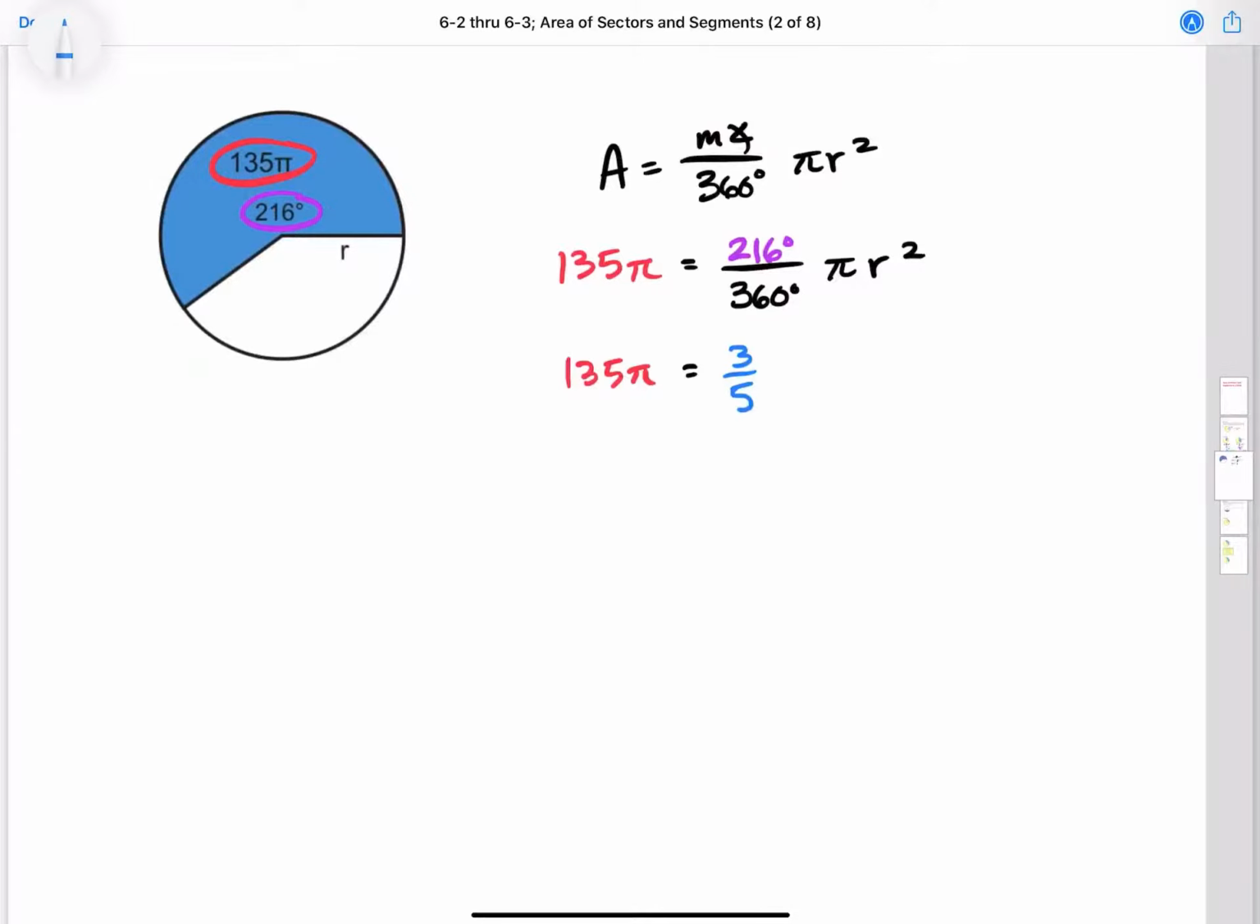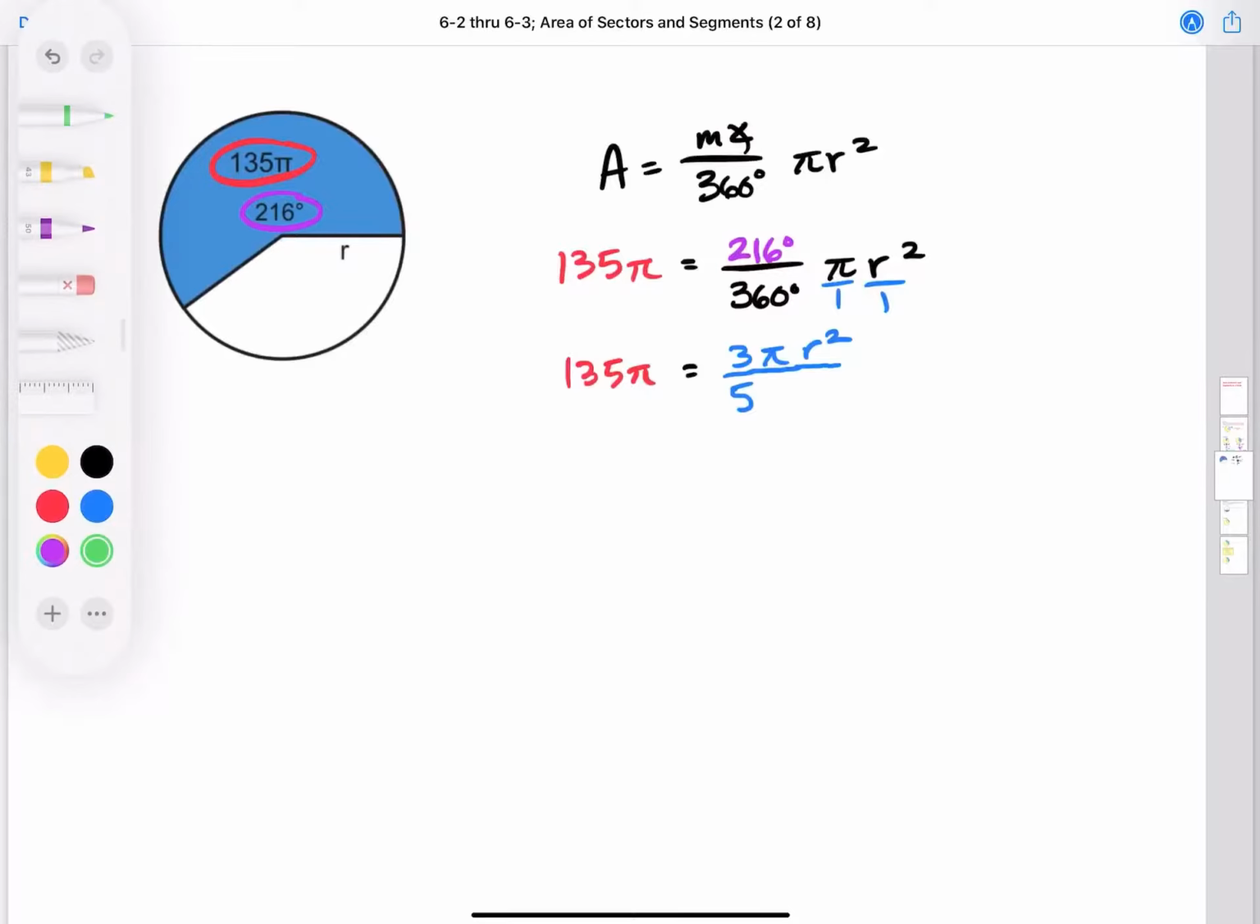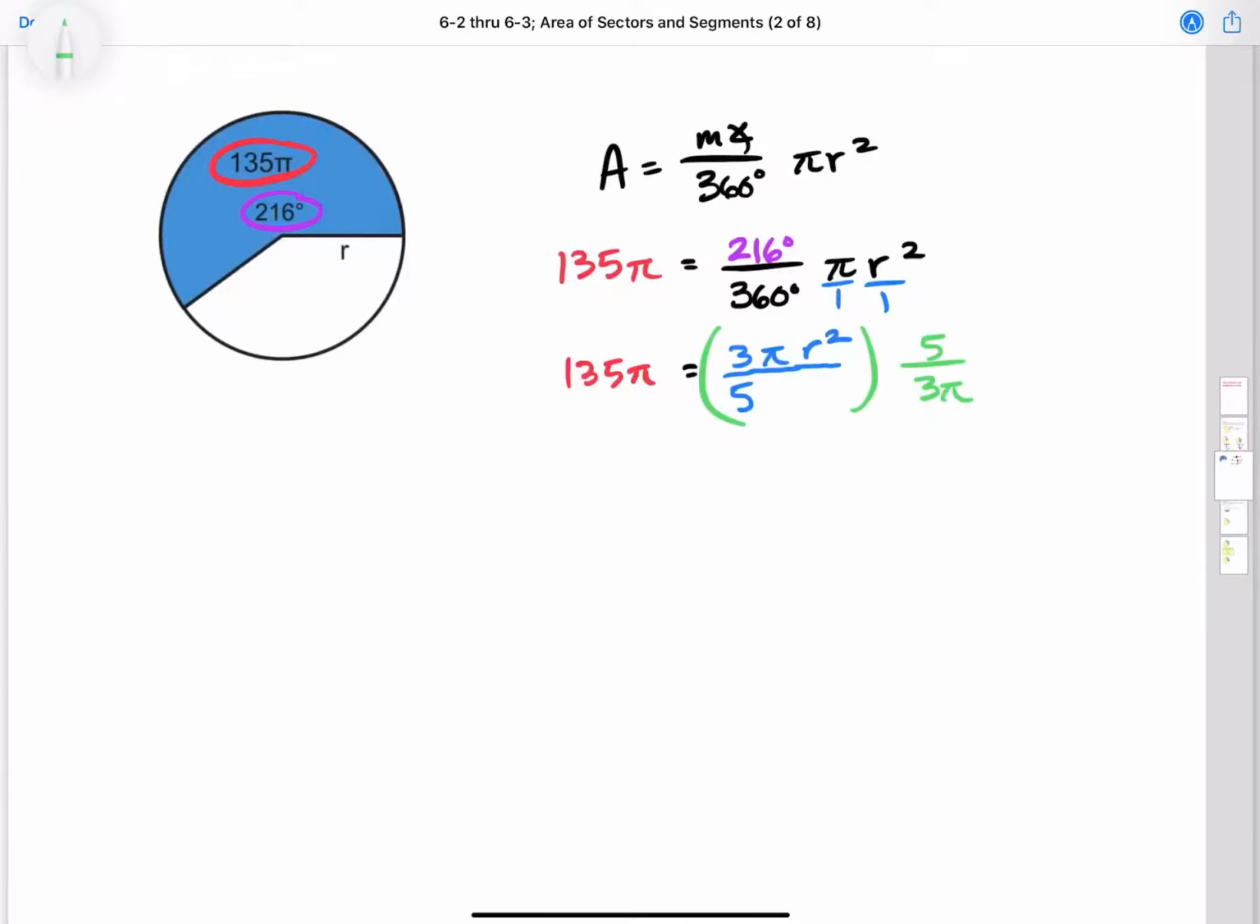Now that pi, we could say it's pi over 1, so I could go ahead and do 3 times pi, which is just 3 pi, and then we have our r squared. Now we could go ahead and put our r squared at the top as well, because this is r squared over 1. So if you go ahead and combine everything, this is what it will look like in terms of a fraction. All right, so now we want to get r squared by itself. Well, we want to get rid of that 3 over 5 and that pi. So to do that, we're going to multiply by its reciprocal, so 5 over 3 pi. Now what we do on one side, we'll do to the other, so 5 over 3 pi.